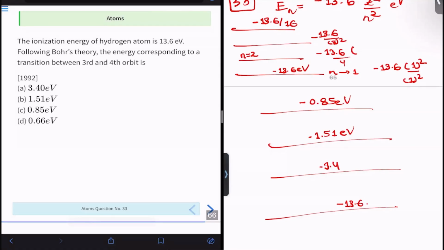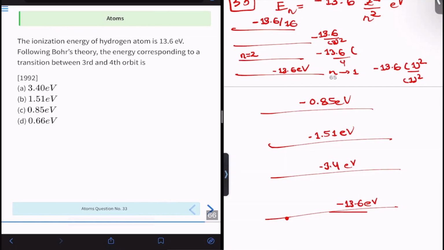Now I'm coming back to the question. In the question they have given you the ionization energy, 13.6 electron volt. Why is the ionization energy of hydrogen atom 13.6? Because the electron always lies in the first orbit, and it has energy of minus 13.6 electron volt. So when you give an energy of plus 13.6 electron volt, the electron will come out and the hydrogen will be ionized. Do you understand this, guys? That is why the ionization energy is 13.6 electron volt.